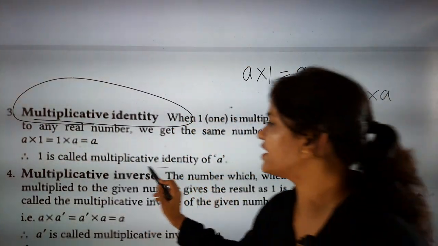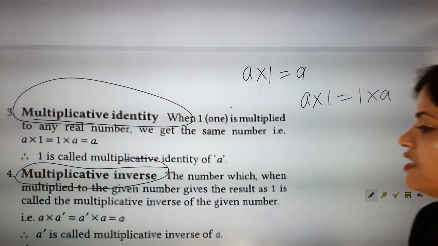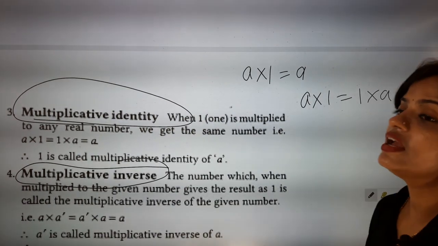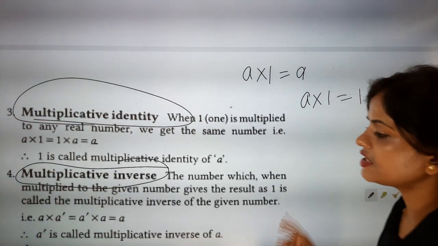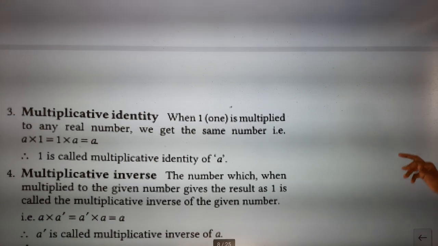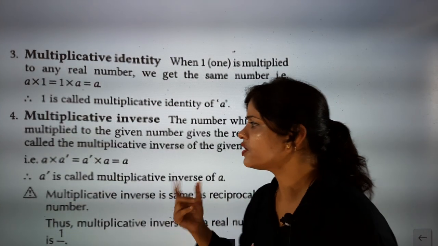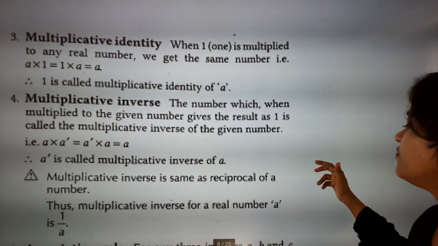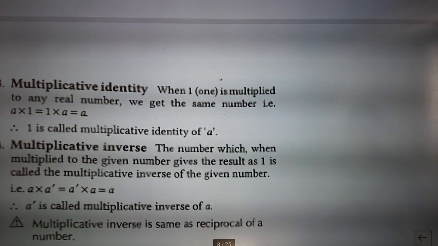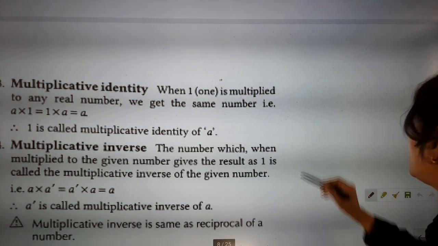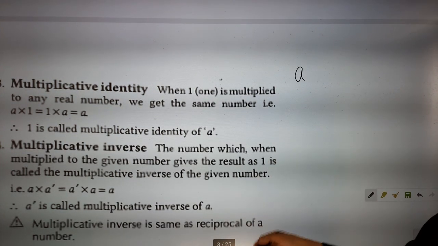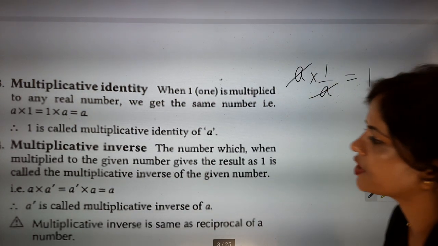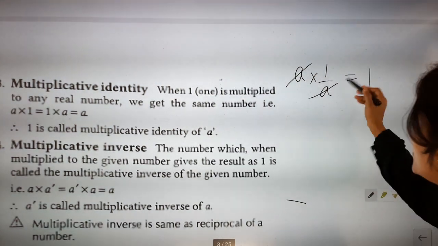Now what is multiplicative inverse? What you multiply with a number so that the product is 1 is called multiplicative inverse. So what will be the multiplicative inverse of A? The multiplicative inverse of a real number A is 1 by A. So here also you have to check that when A is there and its multiplicative inverse is 1 by A, when you multiply, the answer will always come 1. So multiplicative inverse of A is 1 by A.